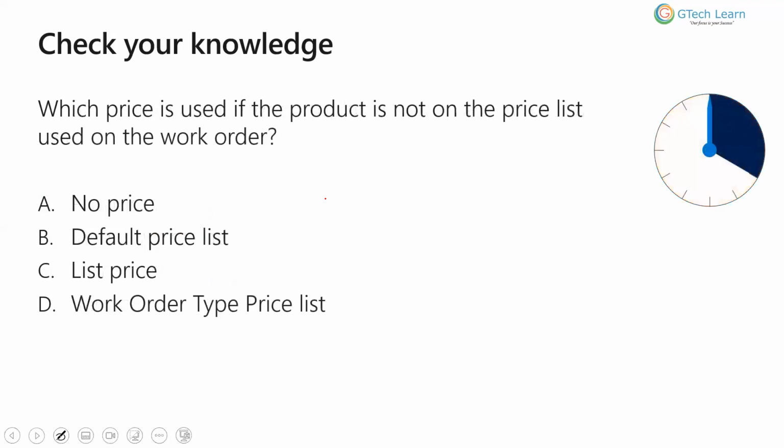Now the next question we have in line is: which price is going to be used if the product is not on the price list used on the work order? Let's have answers in the chat now. Let me start a timer for it. Option 1 is no price, second is default price list, third is list price, and the fourth is work order type price list. So let me start the timer here.